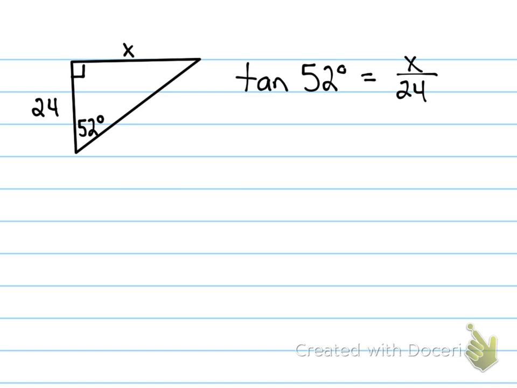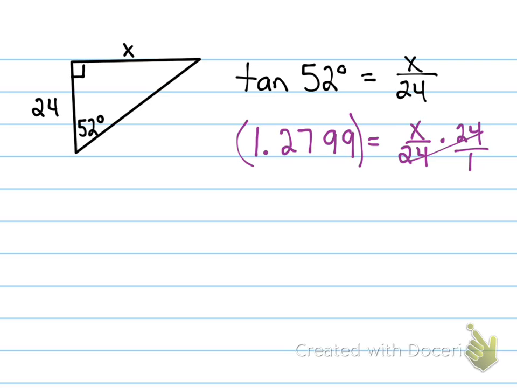I have to find the tangent of 52 degrees. All right, and then I solve. So I want you to try to finish this. All right, so what do I do now? Multiply both sides by 24, and that gives me X.